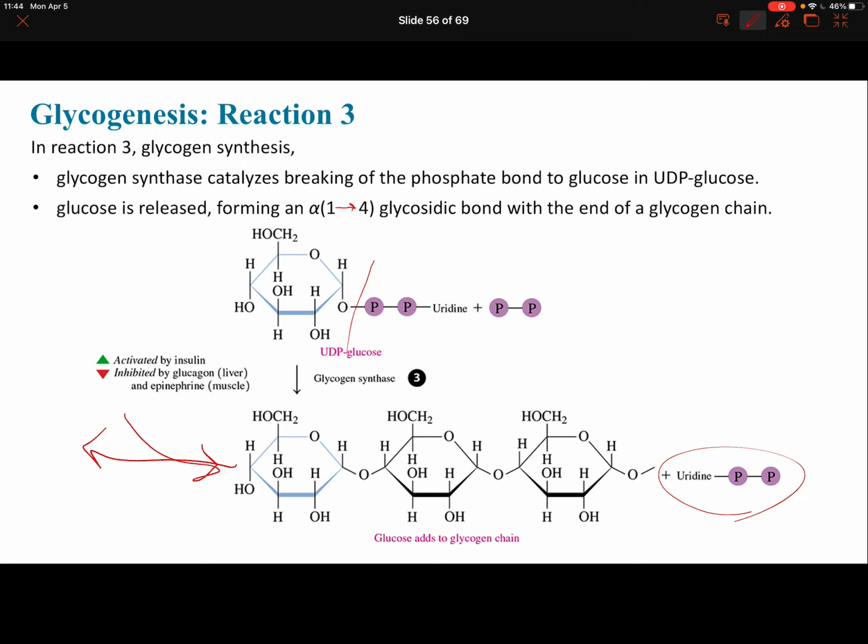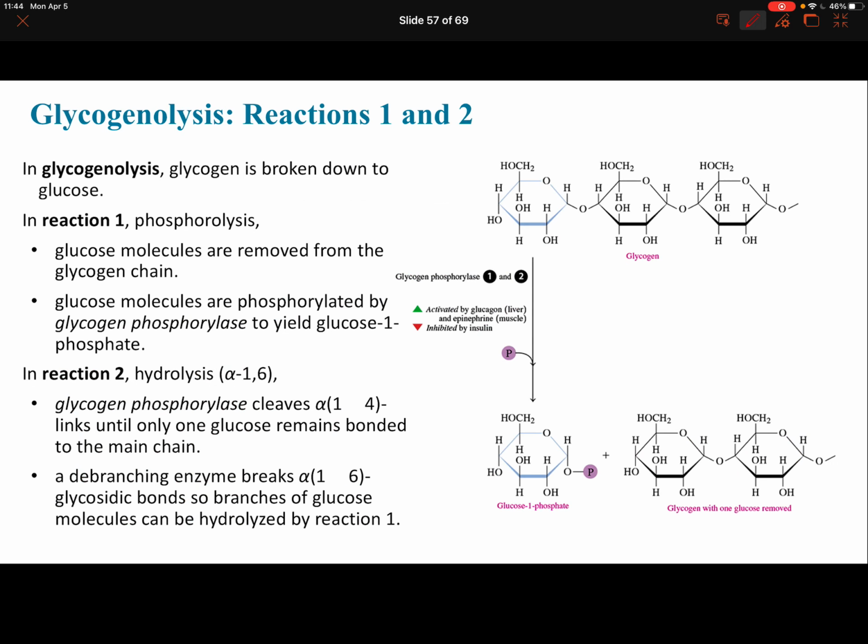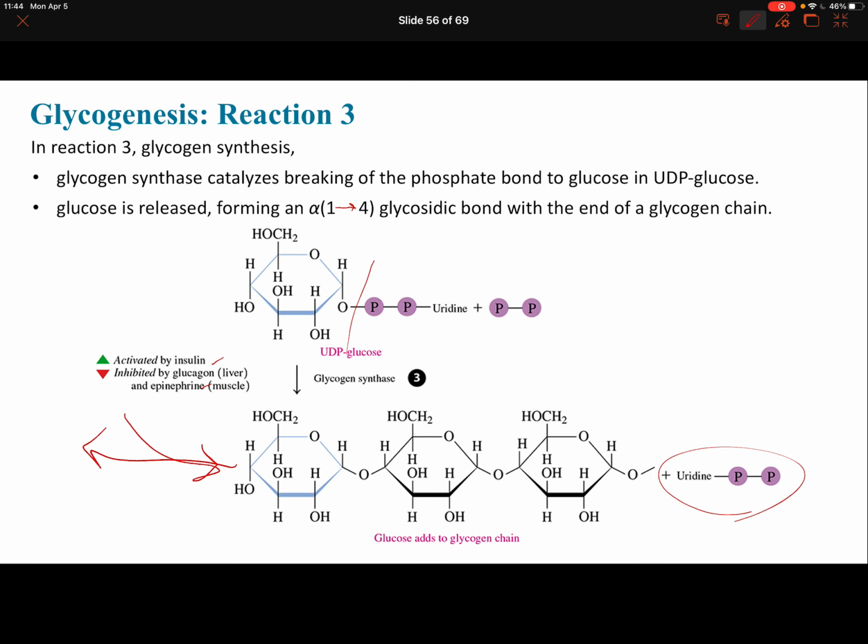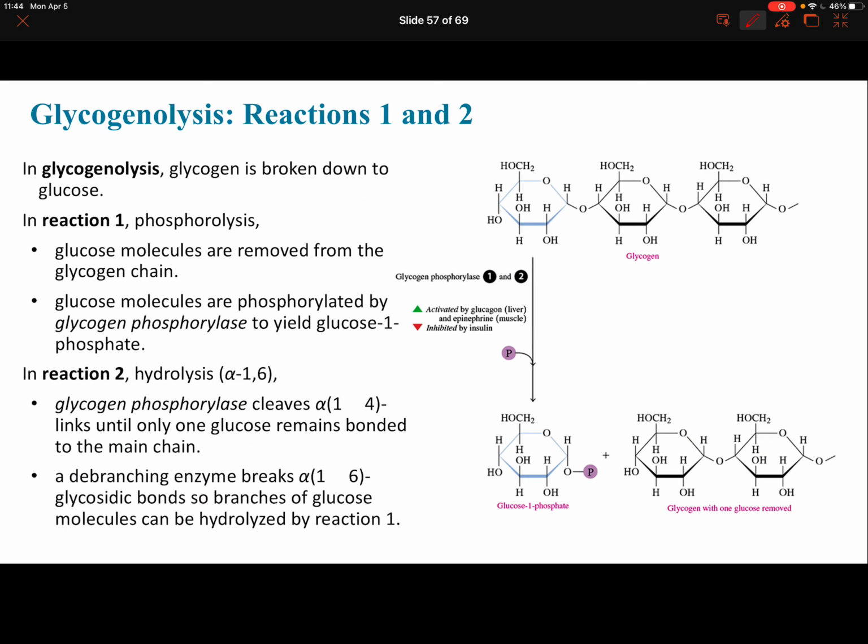All right, so this enzyme is activated by insulin. When insulin's around, this thing will actively store extra glucose that you have as glycogen. Glucagon and epinephrine, which we haven't talked about, are inhibitors of this particular enzyme. I believe glucagon is, actually I don't remember what glucagon is.